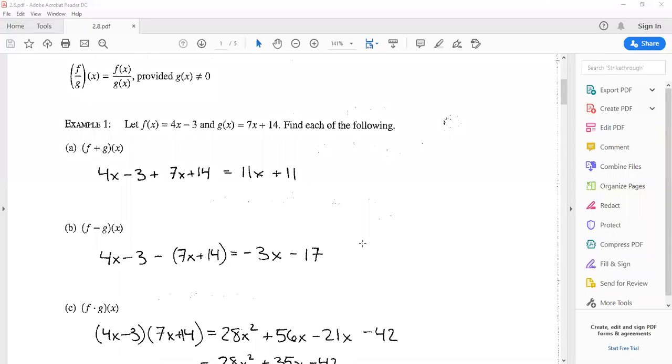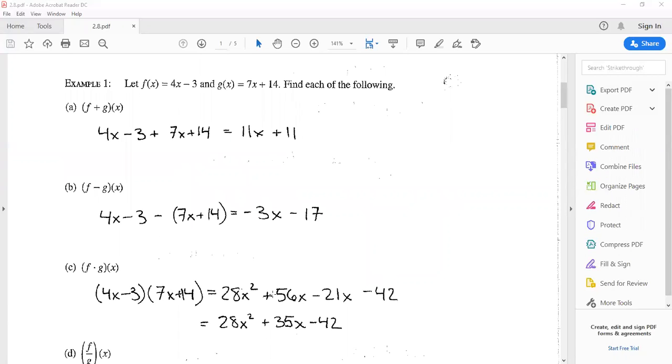All right. And then f times g of x. This one we get by multiplying the two expressions. OK, well, now we'll do the FOIL method here, right? And so 4x minus 3 times 7x plus 14 gives us 28x squared from the first terms, and then plus 56x from the outer terms, and then minus 21x from the inner terms, and then minus 42 from the last terms. And so we can combine these two together in the middle here, and we simplify the expression to 28x squared plus 35x minus 42.